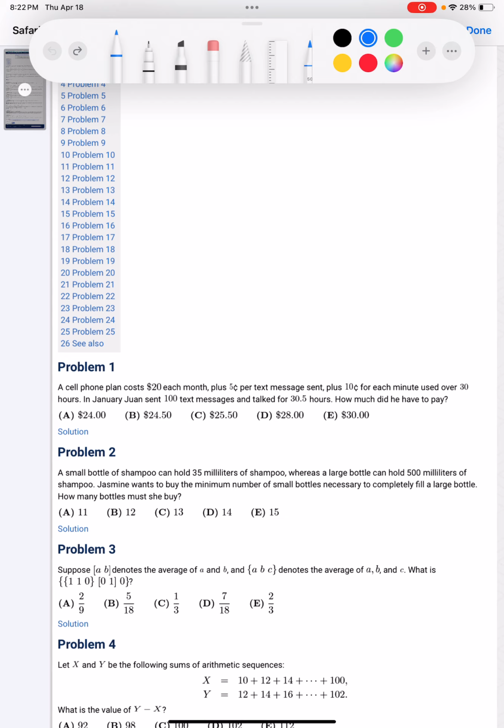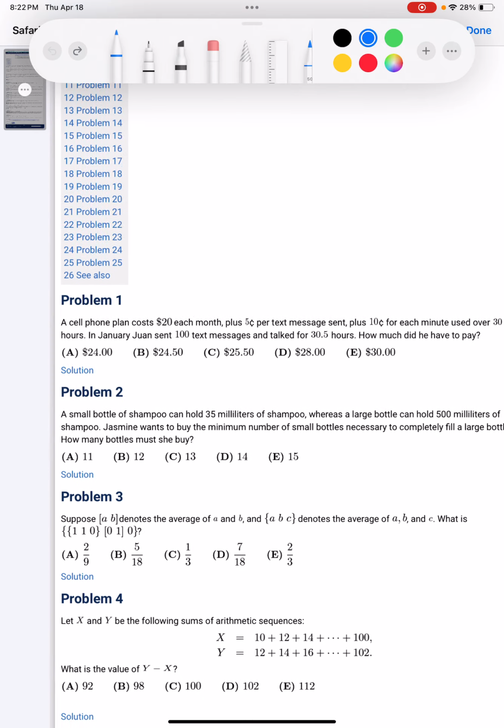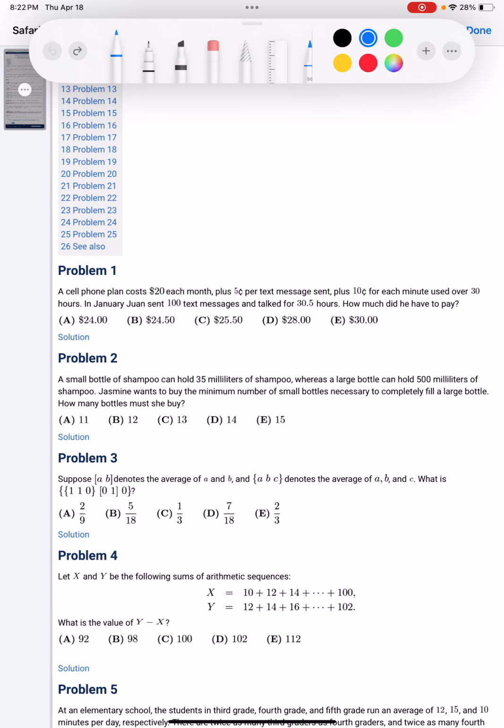So if Juan sent 100 text messages and each text message costs 5 cents, 5 cents of the 100 is $5, and it says that for each minute used over 30 hours, Juan pays 10 cents. So half an hour is 30 minutes, so 30 times 10 cents would be $3. So a total of $8, plus the $20 he has to pay monthly, and we'll have a total of $28. Your answer choice D.